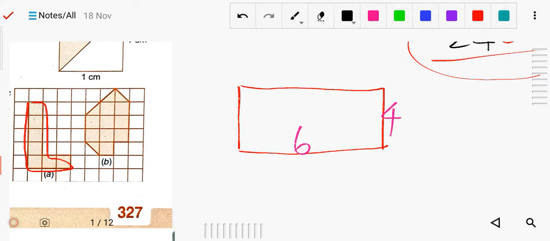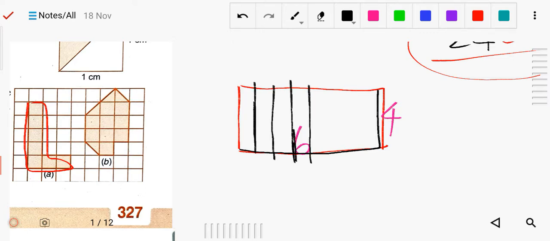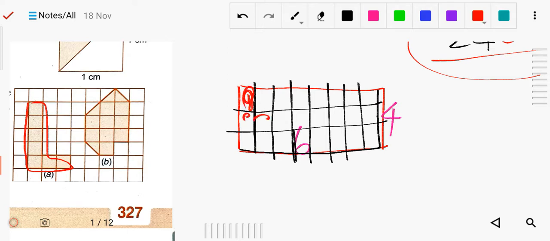So how can you do it? You have to draw the same dimensions, 6 centimeter and 4 centimeter, on your square paper. Then you will see there are many grids like this in your square paper, and this type of grid will be formed. Here you have to count how many grids there are, the total number of grids.